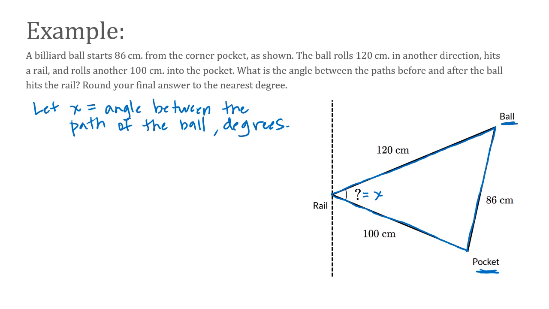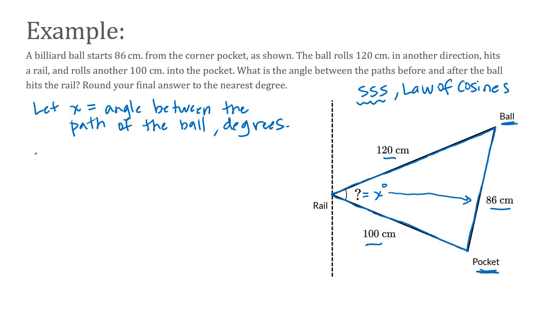Now, what has been given to me? We started with the 86, then the 120, and then the 100. So we have a side, side, side triangle, and that is the law of cosines. It's really helpful, I think, to identify what type of triangle you have so that you know exactly what properties you should use. Okay, so I want to find angle x, and that's in degrees, and so I need to connect that with this side of 86.